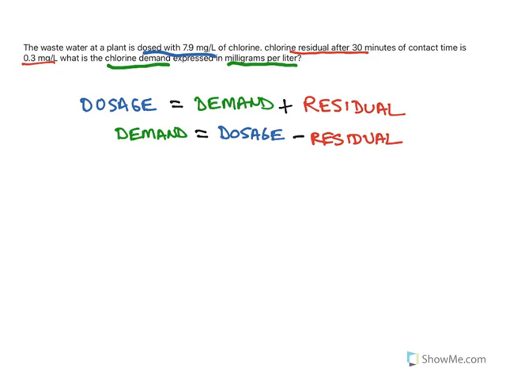All we are going to do is take our dosage, 7.9 milligrams per liter. That's how much chlorine we used. We subtract what's left over, or the residual. If we subtract the residual from the dosage, then what is left over would have been the demand, or how much was needed for disinfection. So 7.9 minus 0.3 leaves us an answer of 7.6 milligrams per liter.